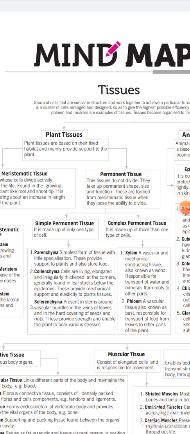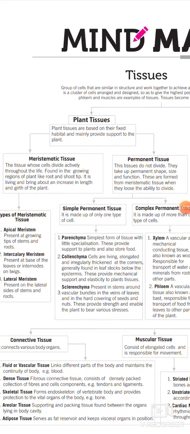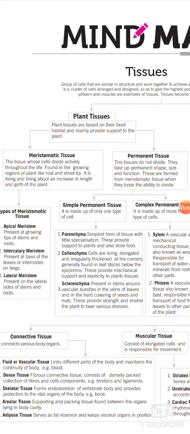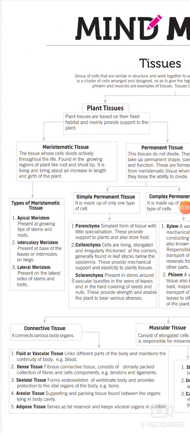We also learned what meristematic tissue is: such tissues have the ability to divide, and in their whole life they have only one function, that is division. Then we saw the three subtypes of meristematic tissue: apical meristem, intercalary meristem and lateral meristem.